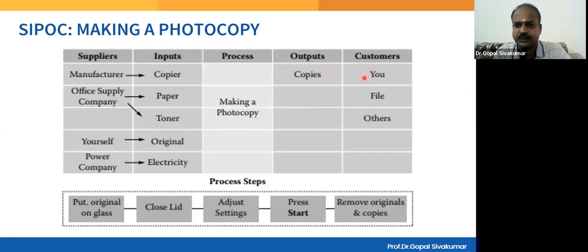Maybe the customers or you yourself might require a copy, and that's why you photocopied it, and then you might require it for filing purposes, and then you might require to send it to others. So all of these stakeholders are considered the customers here, and all their requirements should get fulfilled by this process. If there is a gap in this process, if there is a chance for failure, we will improve the process, and thereby the process will always deliver results as expected, right? So this is how SIPOC will go for a simple process.